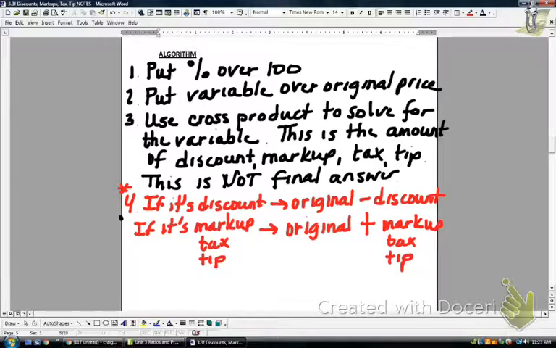So here is how I wrote step number 4. Step number 3 will be your discount, your markup, your tax, or tip. To find your final answer, if it's a discount, you take original minus the discount, which is what we got in number 3. If it's a markup, tax, or tip, then you take original plus what we got in number 3. Okay, so the only time you subtract is if you're finding a sale price. Everything else you will add to the original price. And when we look at some examples, this will start to make sense.